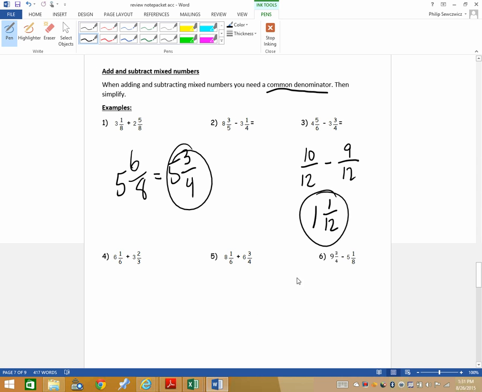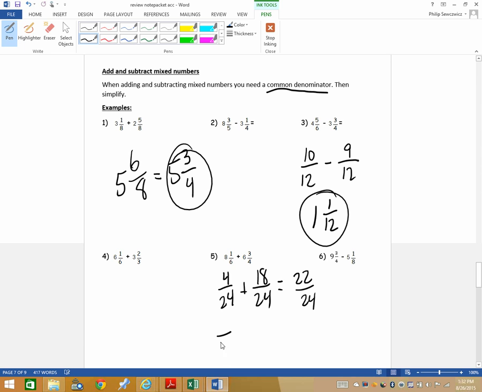Let's see who else looks good here. Let's jump to question number 5. Again, common denominator in order to add or subtract. We've seen the 6 and the 4 already, so we know that we're going to use 12. Now, let's just show you what happens if you should choose 24. Times 4, so 1 times 4 is 4, times 6, 6 times 3 is 18. That's going to give me 22/24. We're going to have some simplifying to do here.